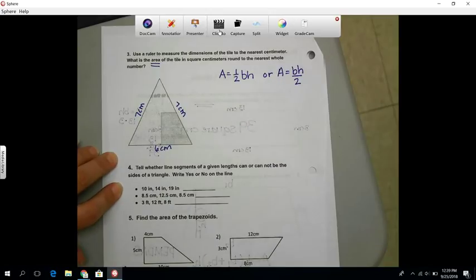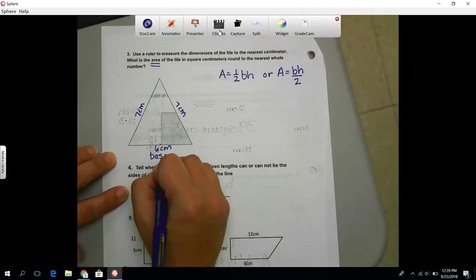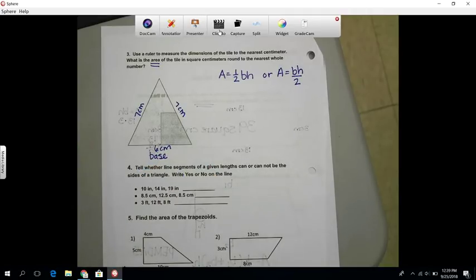We said those were the same thing. So now I know that this is my base of 6. However, I don't know my height because my height has to be perpendicular to that base. Remember, it's got to form that 90-degree line.